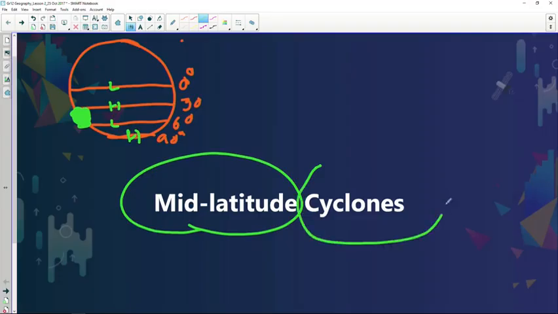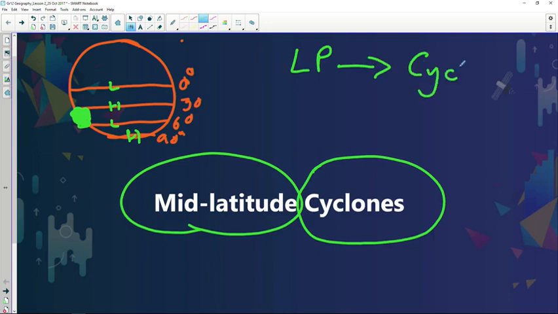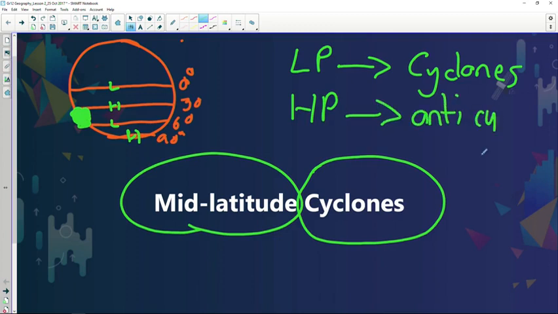And then, like in our previous lesson, we looked at low pressure and high pressure systems. Now, with secondary air circulation, a low pressure system we refer to as a cyclone, and a high pressure system is known as an anticyclone.